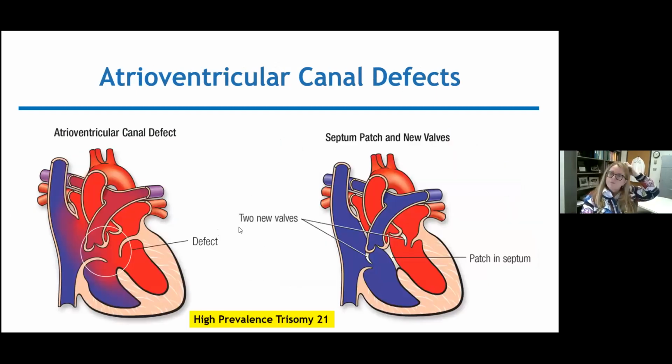As we mentioned before, with trisomy 21 we see a high prevalence of atrioventricular canal defects. They typically have mitral valve issues, as well as various holes in the top chambers and bottom chambers of their heart that require patches to be put in place that may or may not have a residual leak associated with them.